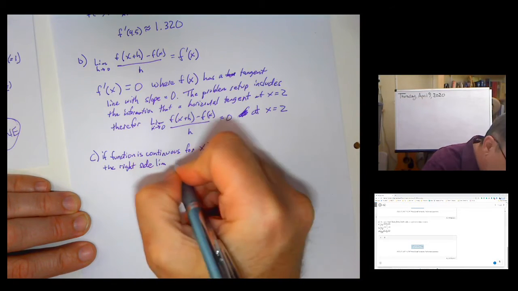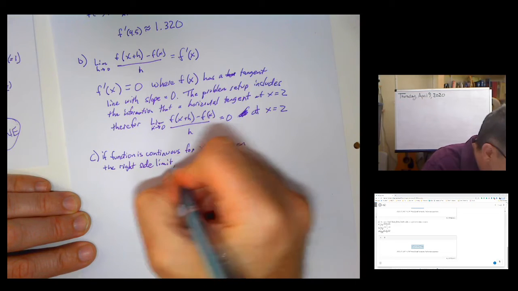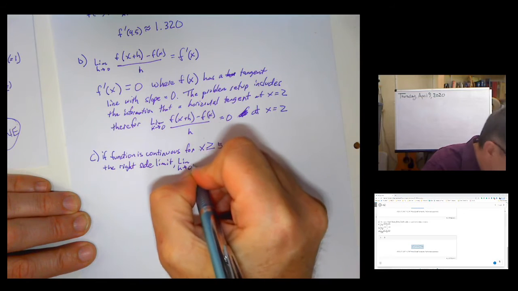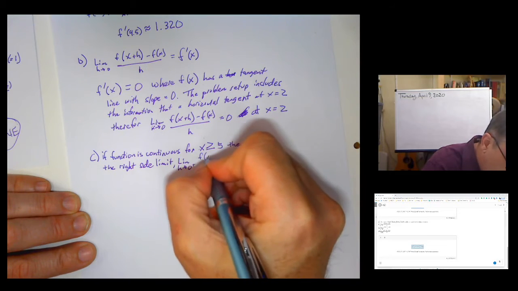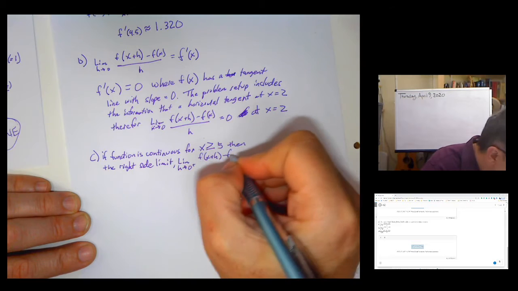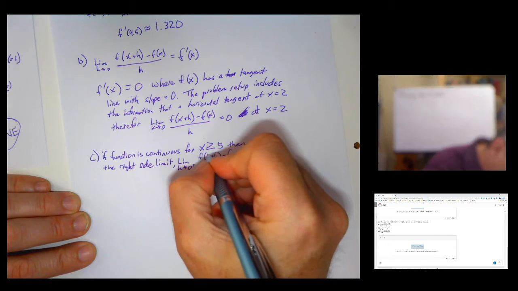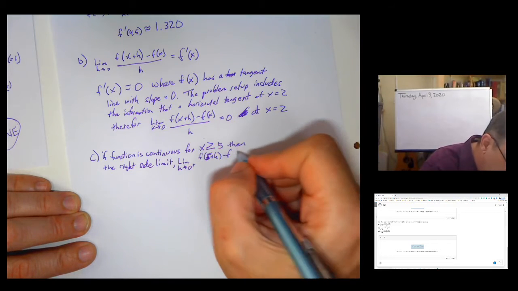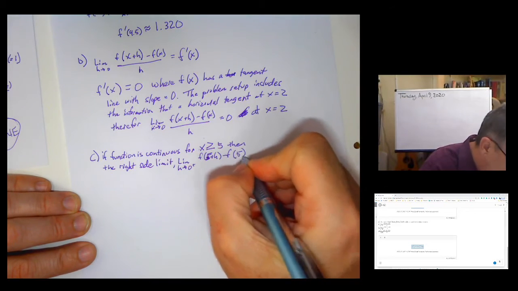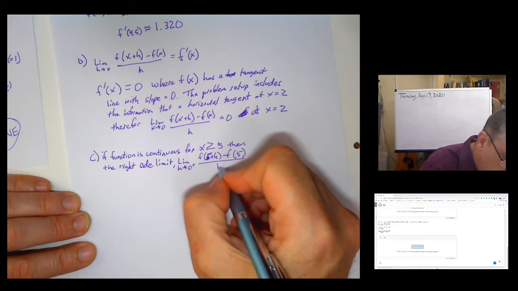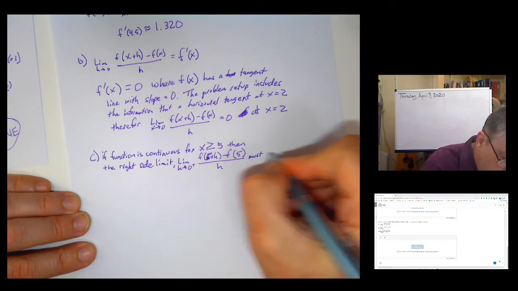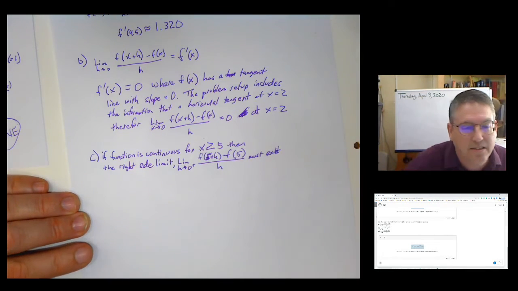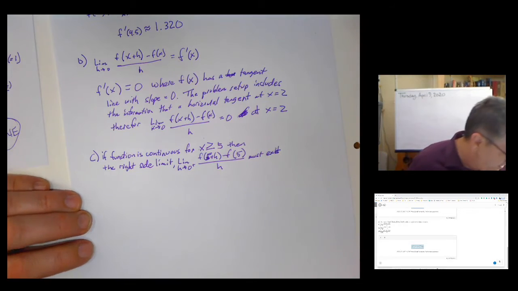Then the right side limit of f of x plus h minus f of 5, because that's what we're doing, right? It's asking about that particular x, minus f of 5 over h must exist. So that's part 1 of it. It has to exist. And then it says find the value.